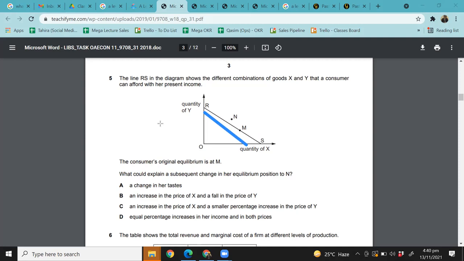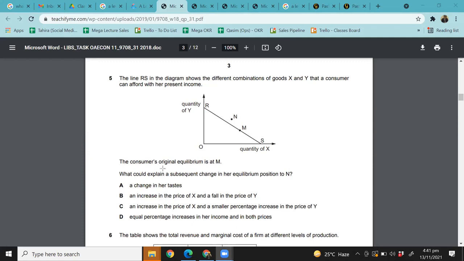Equal percentage increase in her income and both prices. Then the budget line will not shift at all. In the case of D, Isha or Bob, did you get this? If there's an equal percentage increase in her income, so if income is increasing and both prices are also increasing, then the budget line will not shift, but it will stay the way it is. Right? Make sense? Okay.